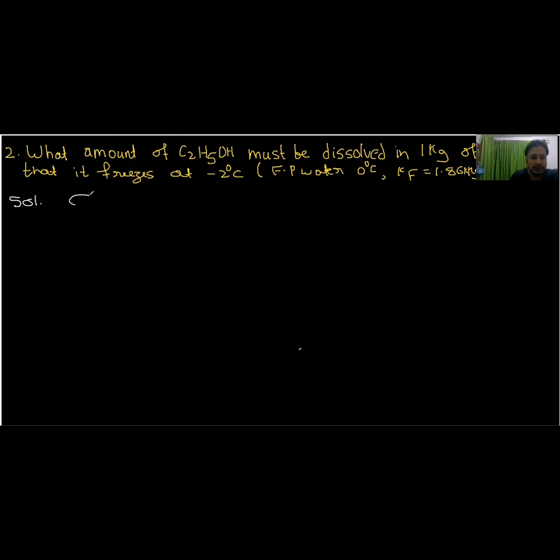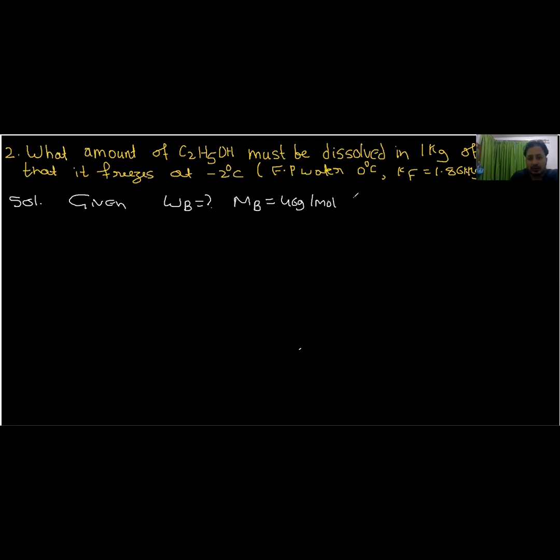So first write down all the given things. What amount of ethanol means you have to find the value of WB first. The molar mass of ethanol you can find from the formula: 24 for the carbon, 6 for hydrogen, 30, and 16 for oxygen. So that will make it 46 gram per mole for ethanol.